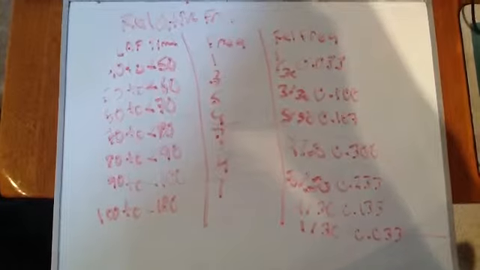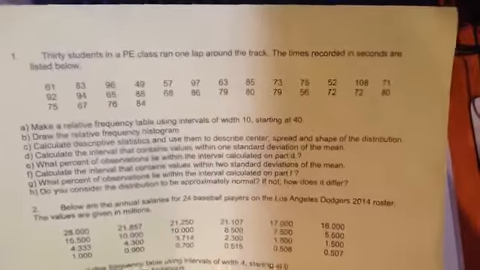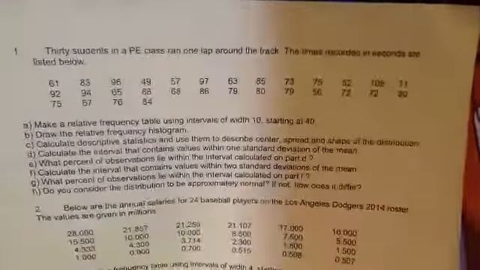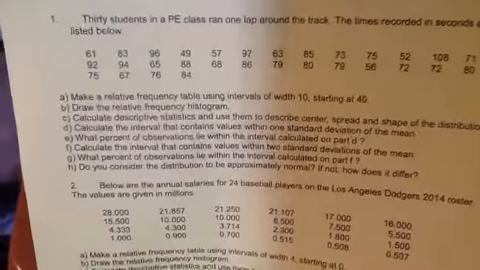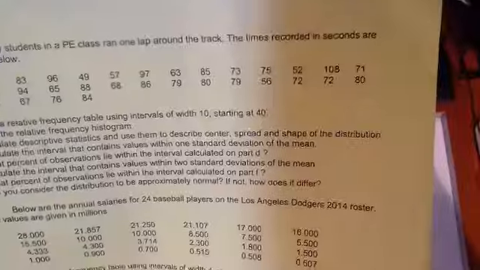So relative frequency is just based off of a bunch of data like this right here. 30 students in a PE class ran 1 lap around the track. The times recorded in seconds are below. So these are all the times that it took for people to run around the track.